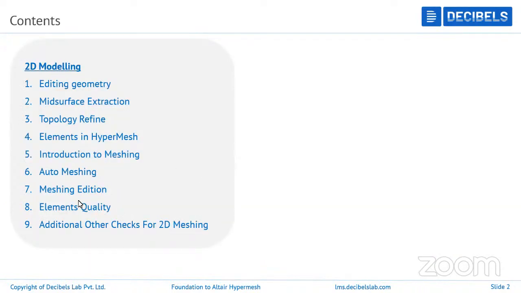These are the contents of our course. First, we are going with editing the geometry, since HyperMesh is not a design tool, it is a CAE tool. So we need to edit the geometry as per our requirements. The designing is done by other design tools, CATIA, Unigraphics, something like that. So editing, in the sense, I'm not going to change the CAD.